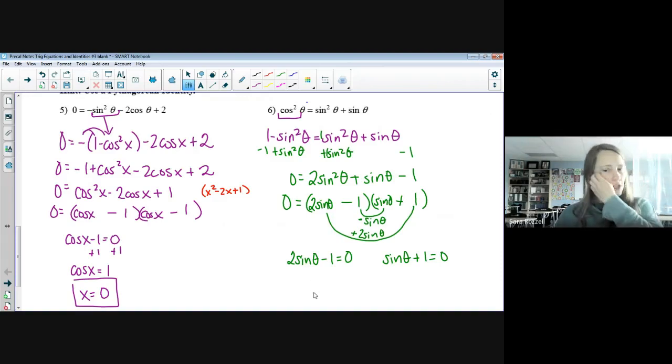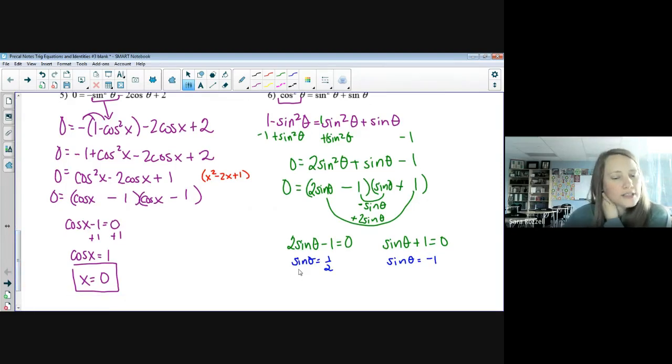From the first equation, we're looking for when sine is equal to what? When you solve it, sine is going to equal 1/2, right? We add the 1, divide 2, so sine, we're looking for when that's a half, and then on the other side, we're looking for when it is -1. We write down all the times that sine is a half and when it is -1.